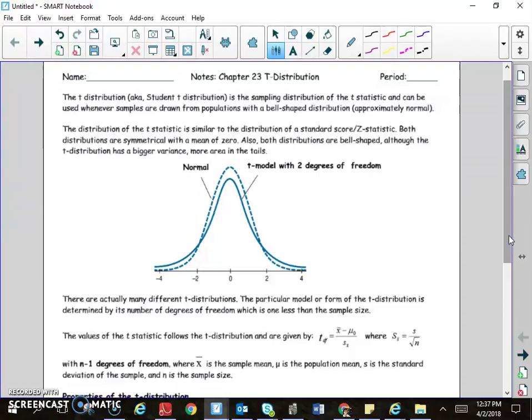Have both outlines. That way it makes it easier for you. So hold on to these because I already made them two-sided. I made them on the front and the back, so you should be able to use this for the quiz and the test. So hold on to them, okay?